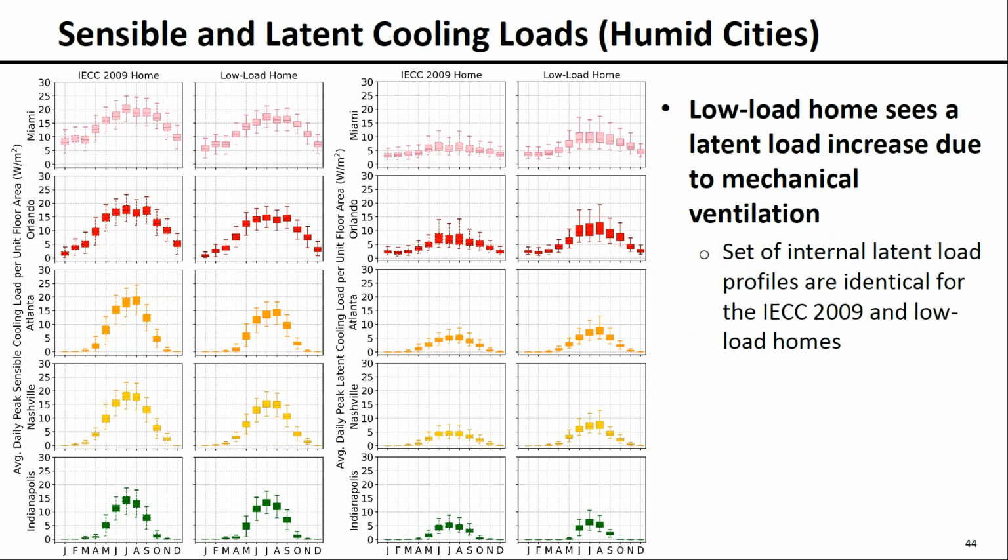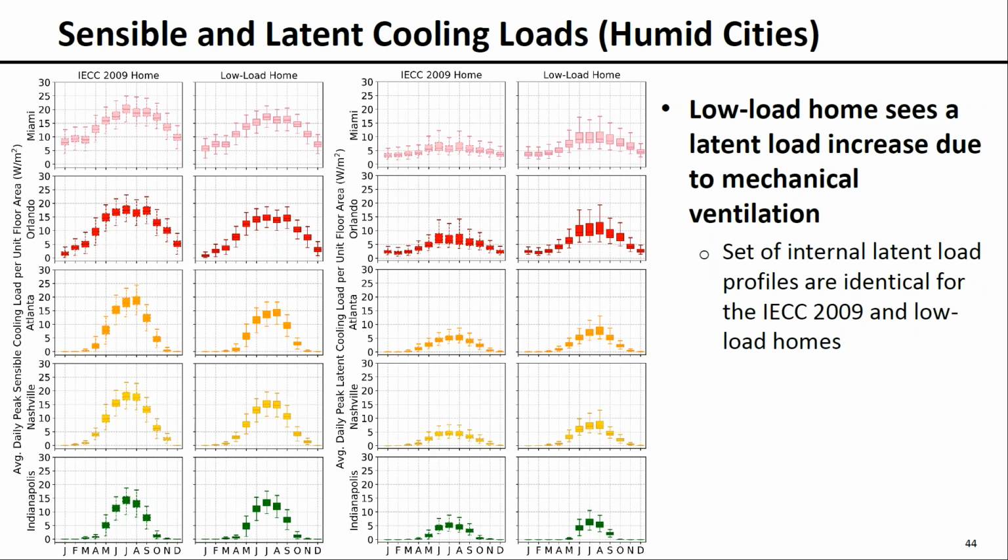On this slide, we've added a plot. The plot on the left is the same as the previous slide, the average daily peak sensible load. Now we've added the average daily peak latent cooling load on the right. What you can see is that due to mechanical ventilation that is present in a low load home, there's quite a large increase in the latent load. It's worth pointing out again that the set of internal latent load profiles used in the study were the same between the IECC 2009 home and the low load home.